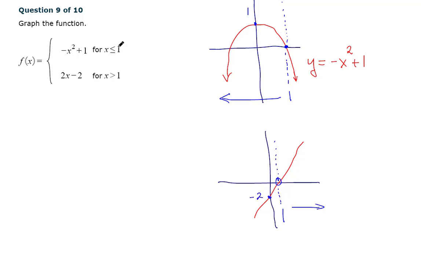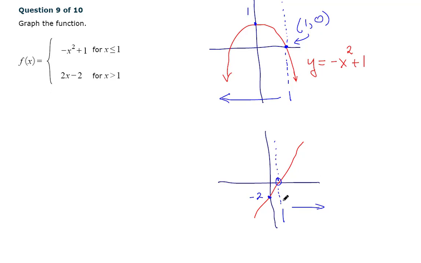Now, I'm chopping it at 1. Well, let's see. If I plug in 1, what is that? Let's see. We're chopping it at 1. I'm going to have minus 1 squared. Well, 1 squared is 1. Minus 1 plus 1 is 0. Yeah, so I'm just plugging in 1 in for the x, and that's how I know where that dot is. And it's a closed dot.